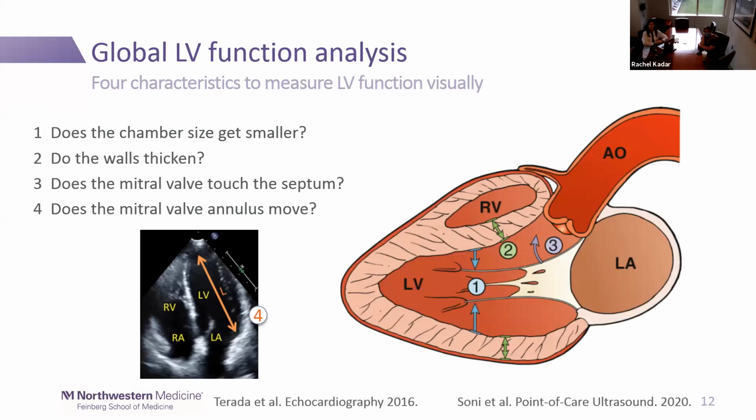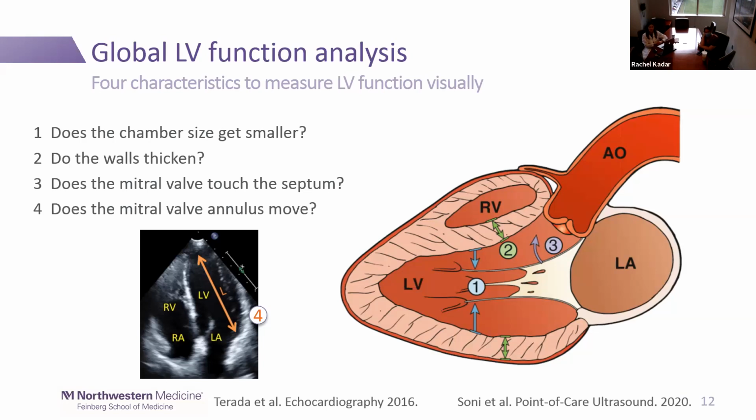So first we'll talk about global left ventricular function analysis. Research shows that a visually estimated global left ventricular ejection fraction is just as good as a calculated one, especially in a trained person. And this is the recommended way for assessing left ventricular function in POCUS.